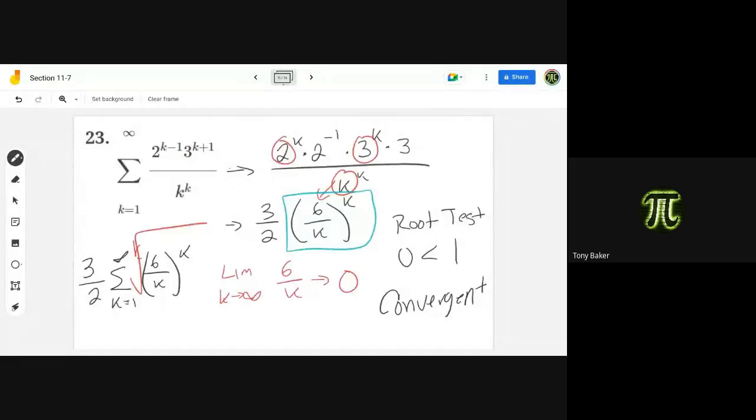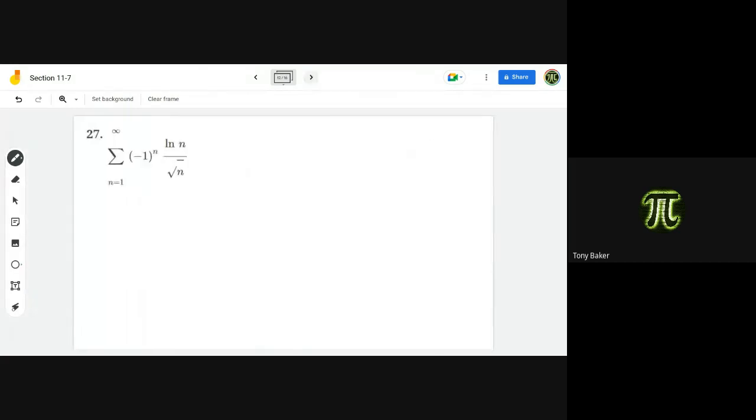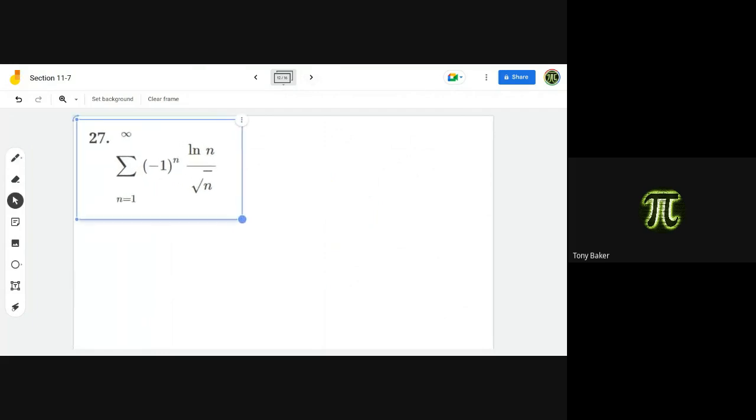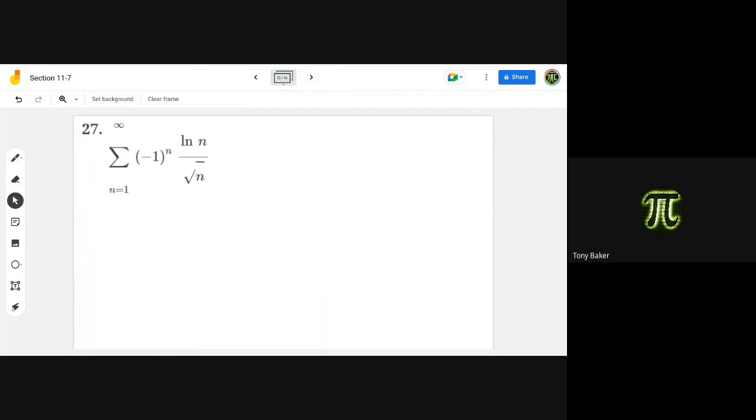So you start to see that the hardest part of this test is not going to be doing the tests. It's going to be figuring out which test you need to use. One more like this one on the final. All right, next one.